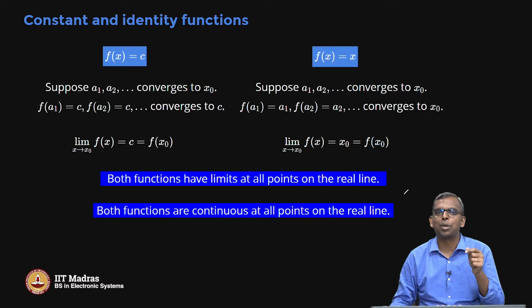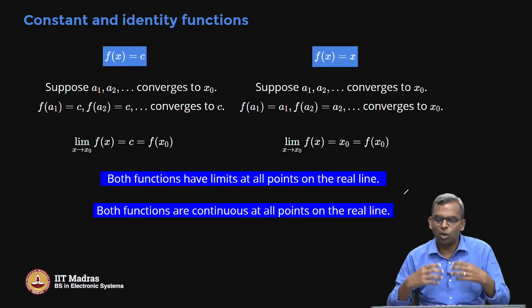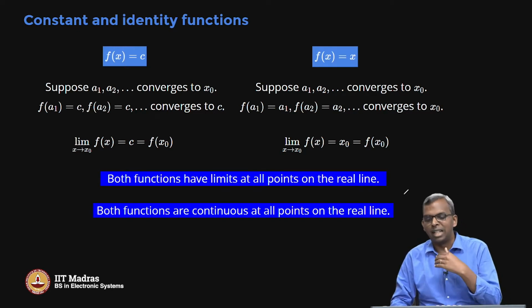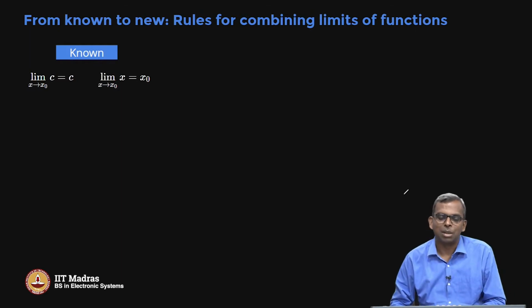So our approach to computing anything or solving any problem in this course is to first solve small versions of it and then use it as ingredients in solving bigger versions. This is what we've been doing over and over again. We'll do the same thing here. We picked up a couple of small functions for which we can easily compute limits and determine continuity, and we're going to make use of it in the next step. Okay, so we go from known to new, and that's basically rules for combining limits of functions.